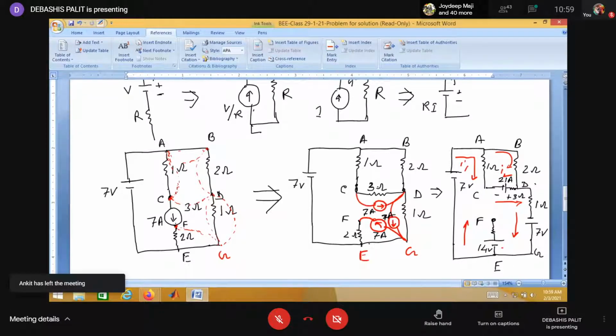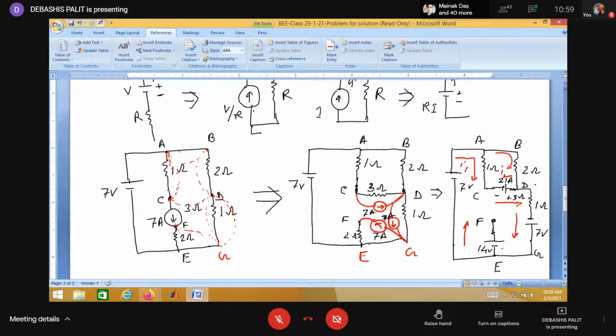There is a path. This point and this point are same point. So there is another path, and then the ultimate destination point is F. You have to reach F. You got my point? Yes, sir.